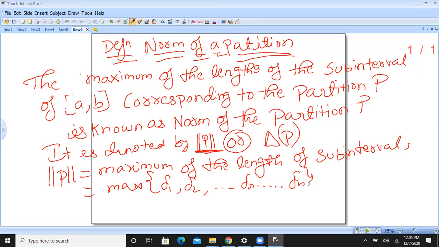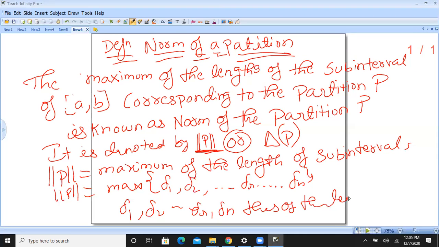Therefore, this is the norm of a partition P definition. It gives delta 1, delta 2, delta r, till delta n. These are the lengths of the subintervals.